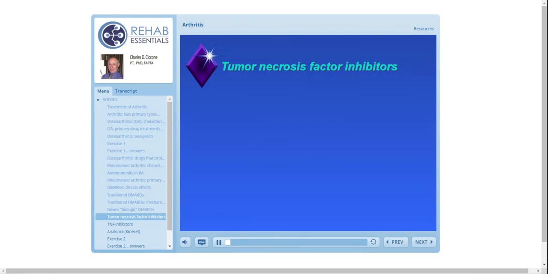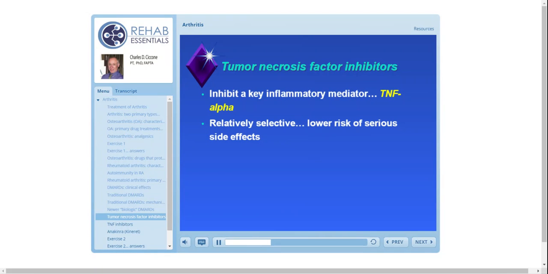So here are tumor necrosis factor inhibitors. And as I said a second ago, they're different from the traditional DMARDs in that they go after a very specific component of the immune response called tumor necrosis factor alpha. And this specific mediator or messenger is very important in rheumatoid joint disease in promoting the destruction associated with rheumatoid arthritis. So that's good. Being relatively selective allows it to have a lower risk of serious side effects, but it's still a very important but tricky drug. It does produce some pretty severe side effects in some patients.